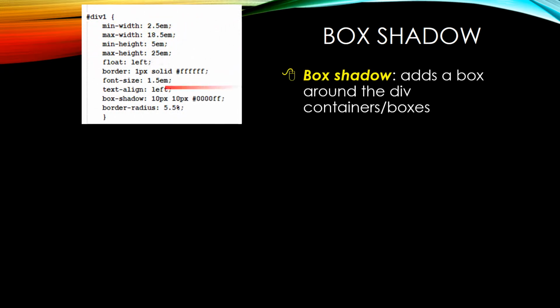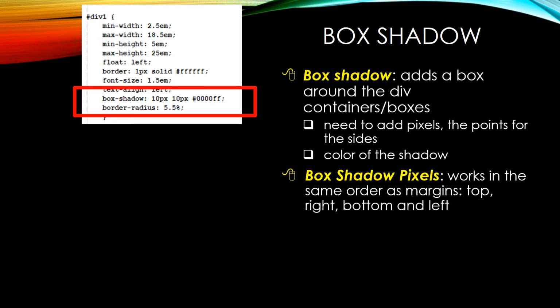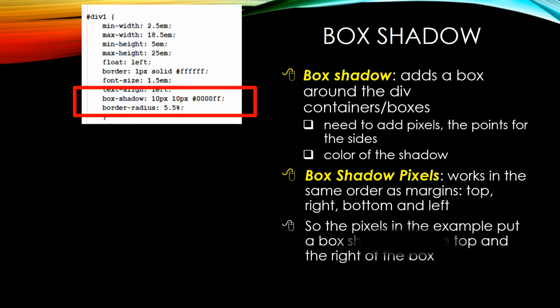You can also add a box shadow. A box shadow will add a shadow around the div containers or boxes. You will need to add pixels and the points for the pixels. You'll also need to add the color of the shadow. In the example that's given to you up in the left corner, the pixels work in the same order as margins. It goes top, right, bottom, and left. So if you look at the pixels used, we have a shadow that's going to affect the top and the right side of the box.